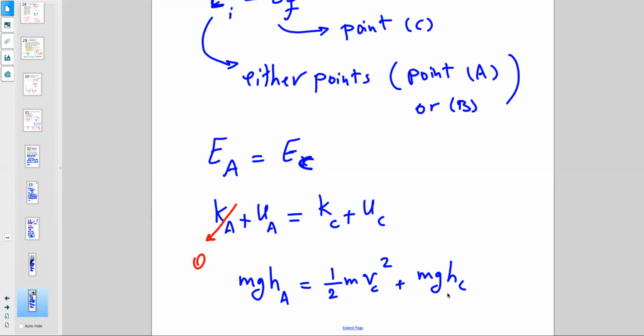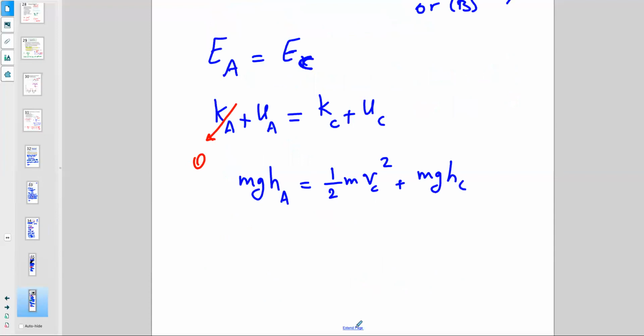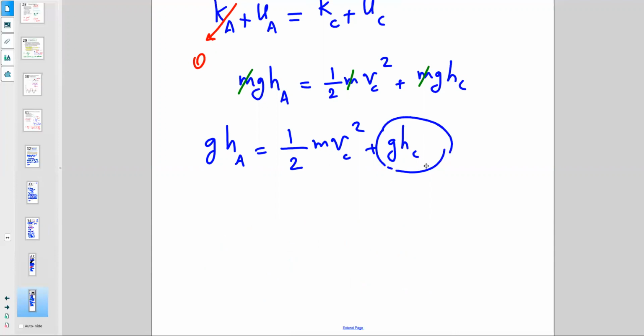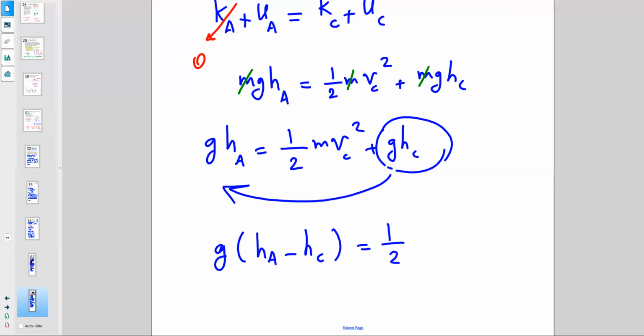Now, you can factor out M from the right-hand side and cancel it with the M from the left. So in other words, you can cancel out the M's. You have g h of A being equal to half v of C squared plus g h of C. So if you bring this to the other side, you will have g times h of A minus h of C being equal to half v of C squared. By the way, this M is not here. I canceled that out.